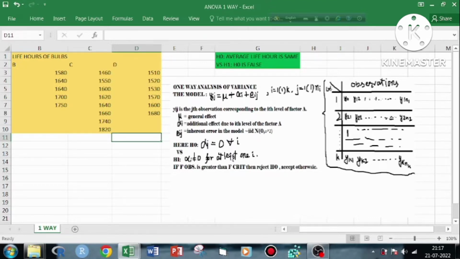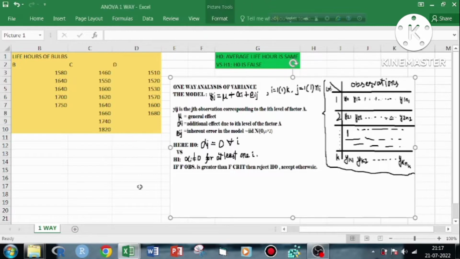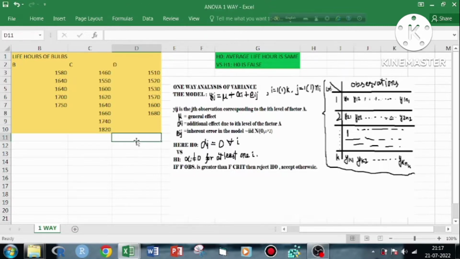So what would be our null hypothesis here? It would be alpha i equal to 0 for all i, that is, there is no additional effect on the performance of the player at the international level due to the factor A, that is, due to net practice time. And our alternative hypothesis would be alpha i is not equal to 0, that is, yes, there would be a significant effect on the performance of the player due to the time spent at the nets.